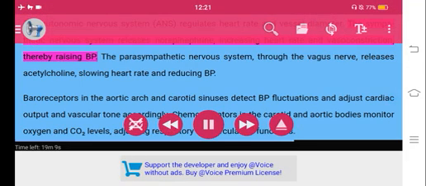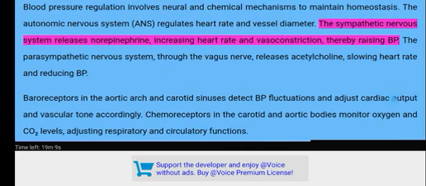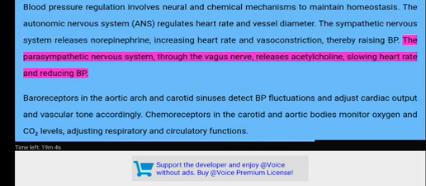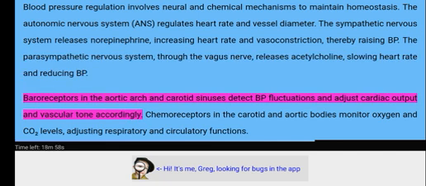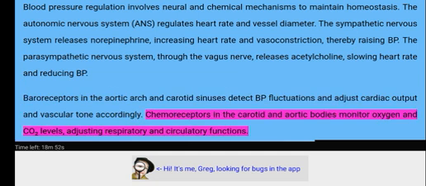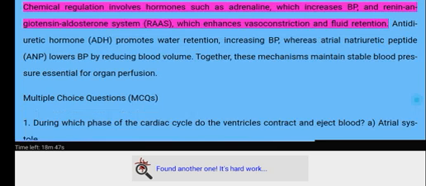The sympathetic nervous system releases norepinephrine, increasing heart rate and vasoconstriction, thereby raising BP. The parasympathetic nervous system, through the vagus nerve, releases acetylcholine, slowing heart rate and reducing BP. Baroreceptors in the aortic arch and carotid sinuses detect BP fluctuations and adjust cardiac output and vascular tone accordingly. Chemoreceptors in the carotid and aortic bodies monitor oxygen and CO2 levels, adjusting respiratory and circulatory functions.